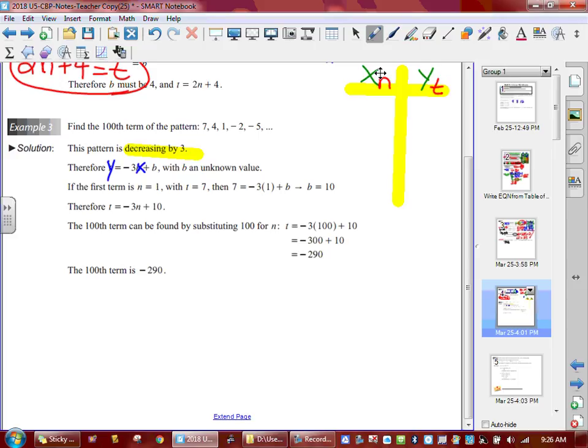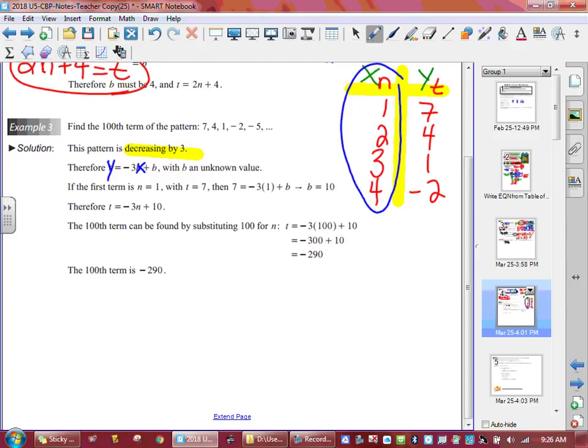Okay, so we have these numbers here, right? So we had first term was 7, second term was 4, third term was a 1, fourth term was a -2. Okay, there's the table of values. We found it just from what they were saying. What is this number? How did I get those numbers? What did I do? How did I get the numbers on the left?